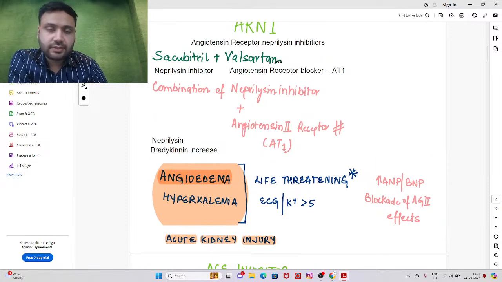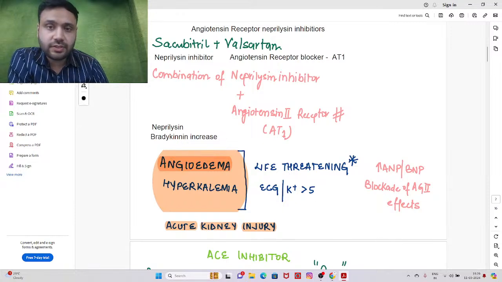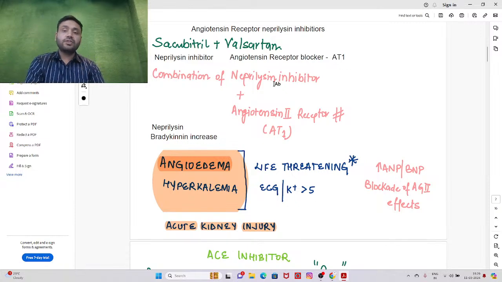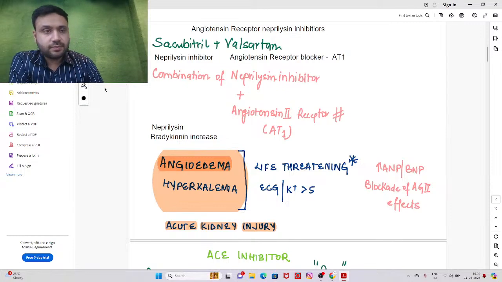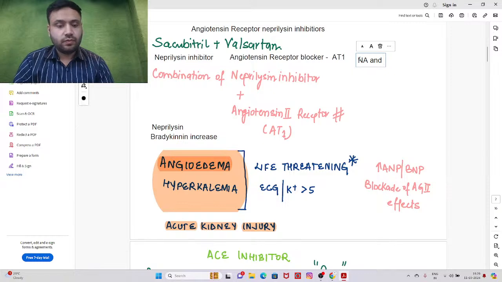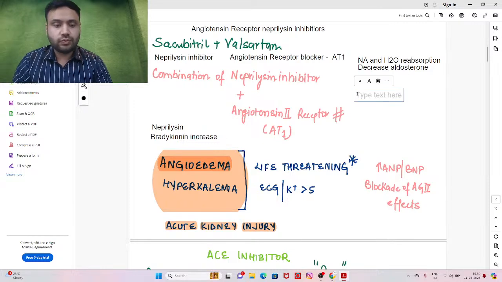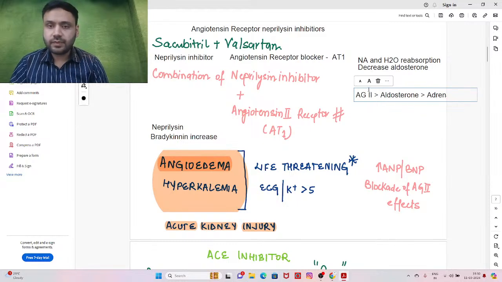So the second drug, valsartan, causes blockade of the receptor of angiotensin 2. So it acts via blockade of the AT1 receptor. Once you block that, it blocks sodium and water reabsorption. Also, it decreases aldosterone, right? As we studied, angiotensin 2 leads to secretion of aldosterone from the adrenal cortex.